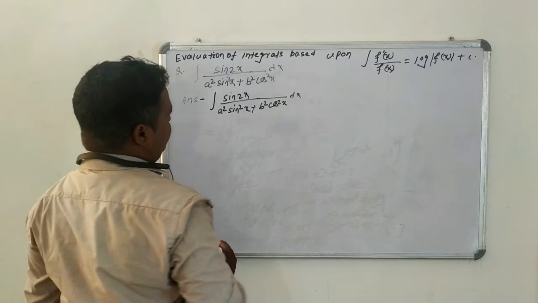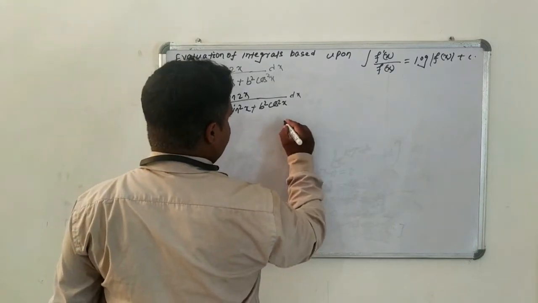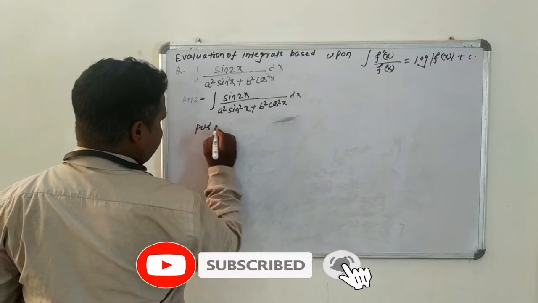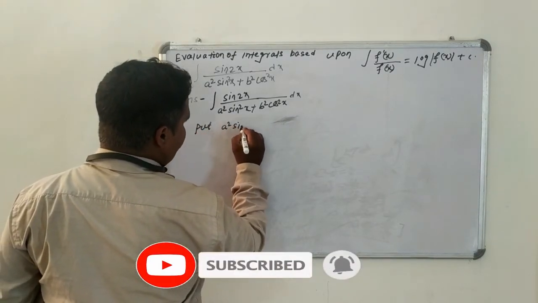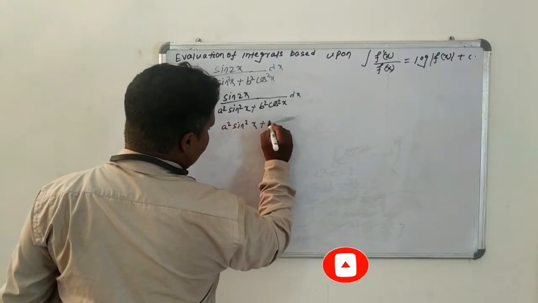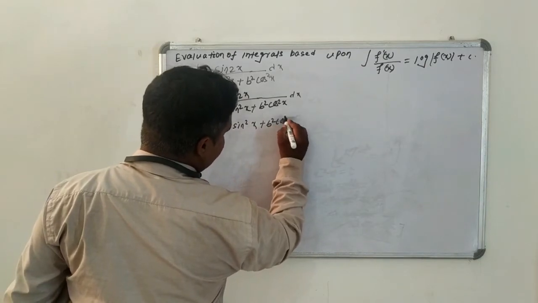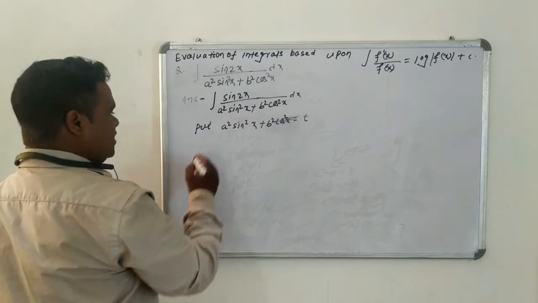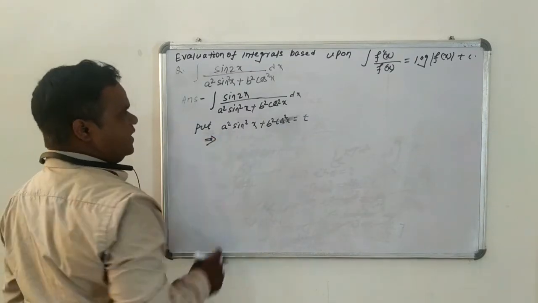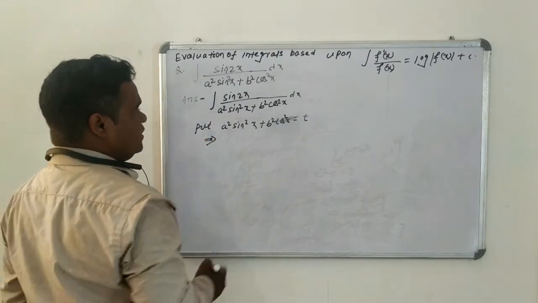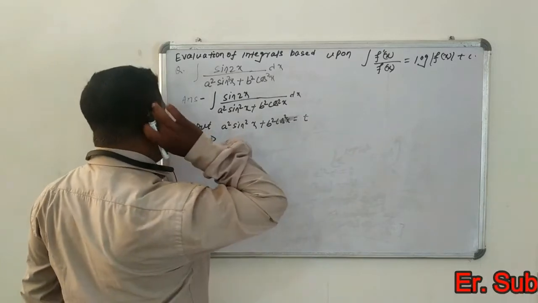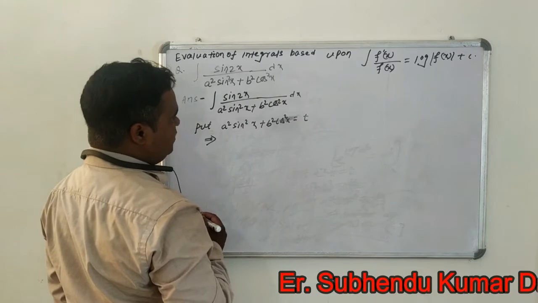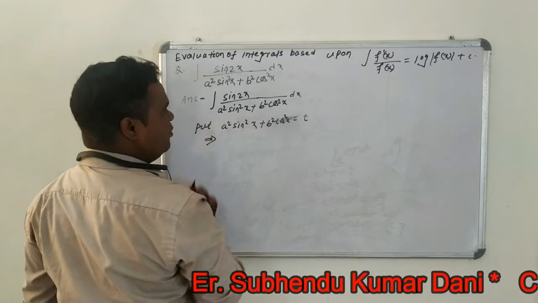What is the lower part? That is f of x, so put a square sin square of x plus b square cos square of x equals t. T is a function of x, so this implies taking the derivative on both sides with respect to x. A square is a constant factor, so in the derivative the constant is multiplied, taking a common.